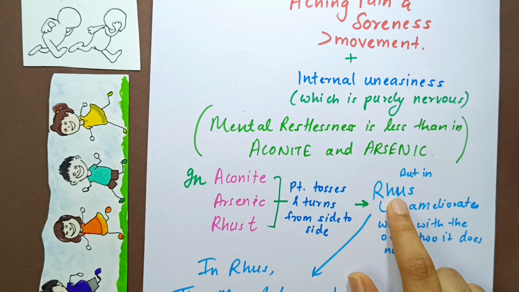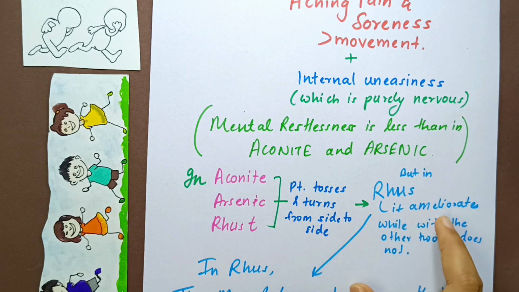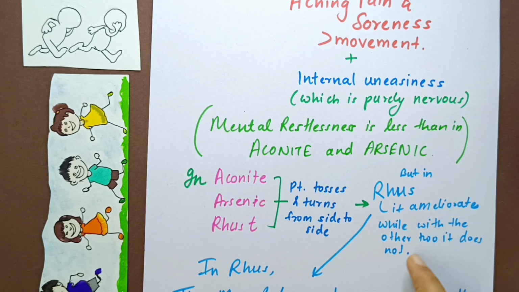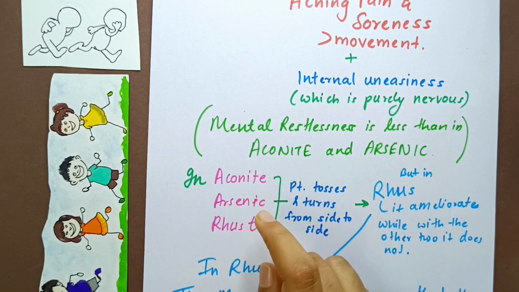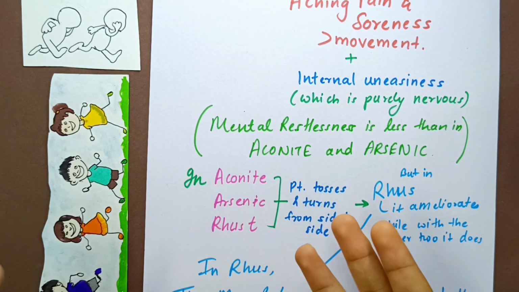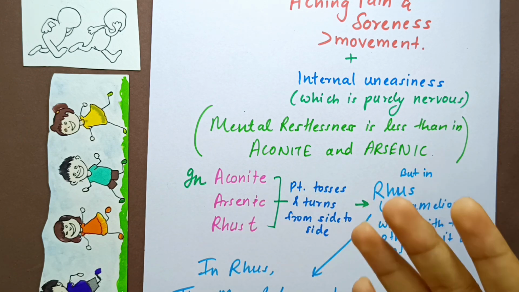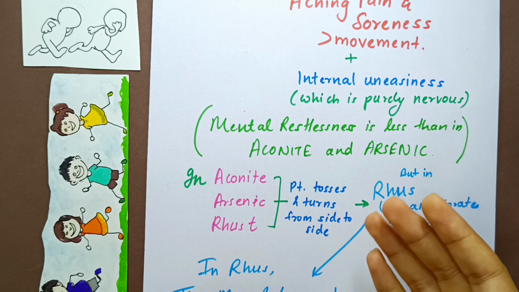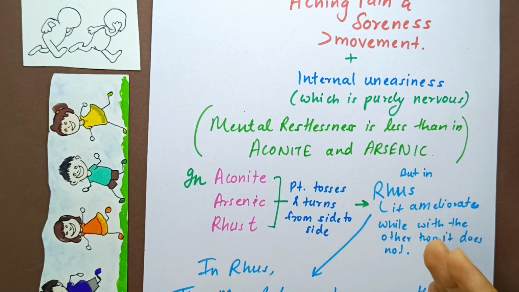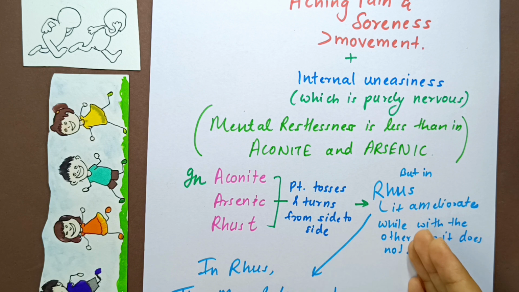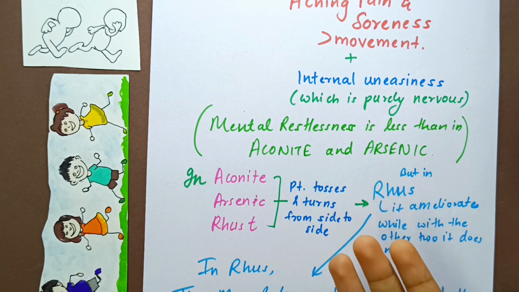But how Rhus Tox is different is that in Rhus Tox, restlessness ameliorates while moving about. That is, being restless will ameliorate them, while with the other two it does not. In aconite and in arsenic, they want to move, they will move, but even after moving, it will not make any change in their complaint. But in Rhus Tox, it actually relieves them of their complaint. It reduces their complaint. So there is amelioration with the restlessness, as a result of the restlessness.